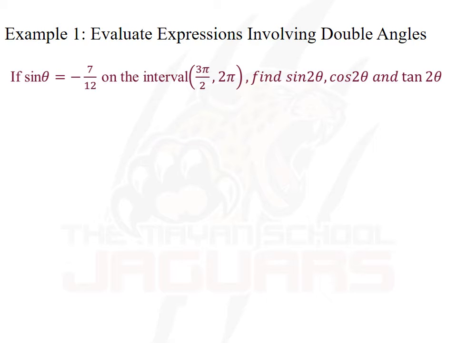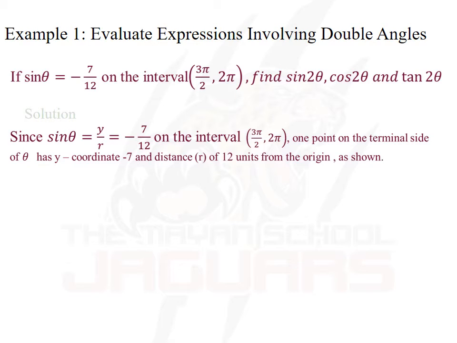So let's start with an example. Evaluate expressions involving double angles. If sine of theta equals negative 7 over 12, on the interval 3 pi halves to 2 pi, we're going to find sine of 2 theta, cosine of 2 theta, and tangent of 2 theta. So let's see how the solution goes.